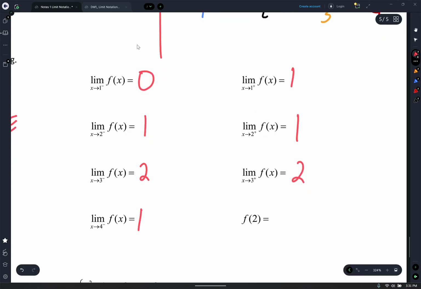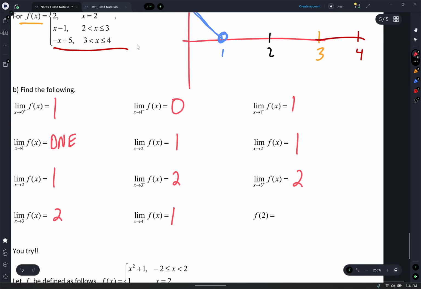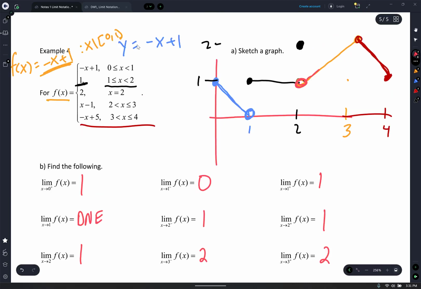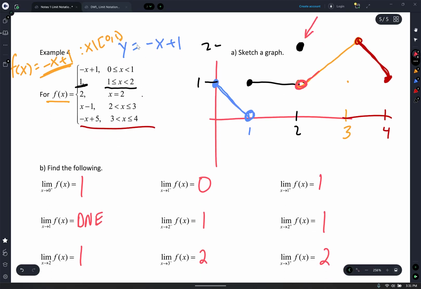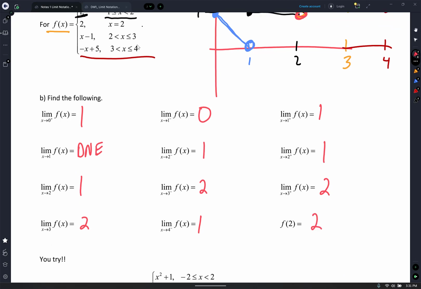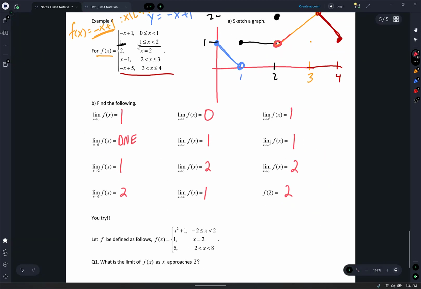It doesn't say the word limit. It just says what? F of 2, right? So all that means is f of 2 equals, what do you think? 2. Good job. That's not a limit. That's where the function's evaluated at. When x is 2, what's the y value? Good job. You guys did good.